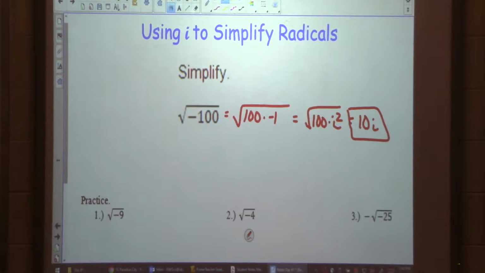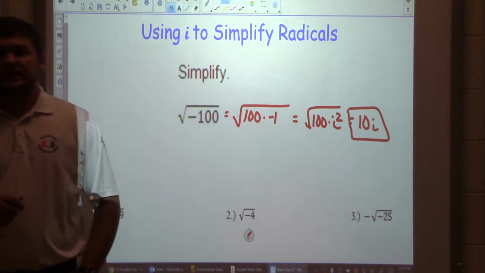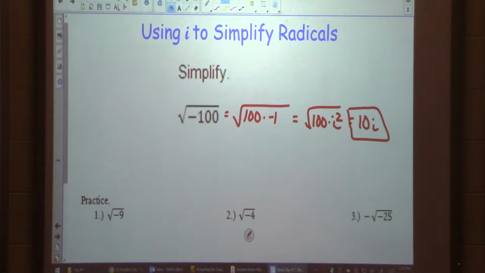Yes, Marissa? Does it matter which side the i is on, like i10? Please say no. It does, because later we're going to see how we write them in standard form. When we get to a problem like 6 it will matter on these examples, but problem 9 it won't matter. We'll talk a little more about that when we get there.